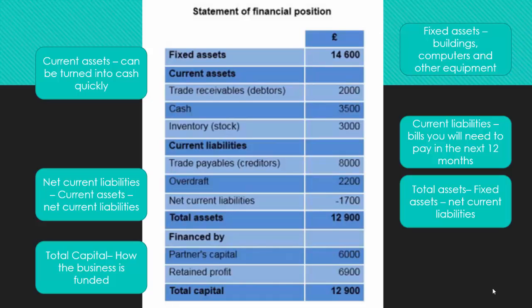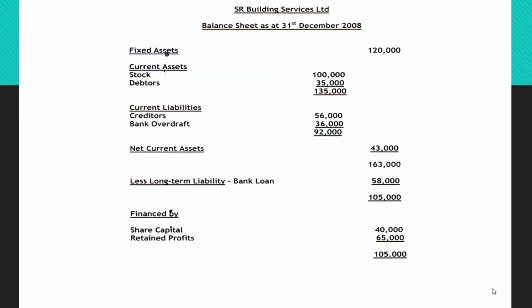So there was profit that was kept in the business, and you can see that the total assets and the total capital will always balance. So the assets of the business always balance with how the business is funded, and that's why it's called a balance sheet.